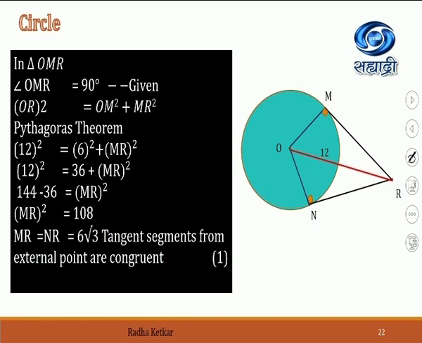We have simplified the number under root, root 108. That gives you the simplified number as 6 root 3. So tangent segments from an external point are congruent. So both MR and NR are going to be 6 root 3. Okay, so the first part is done.